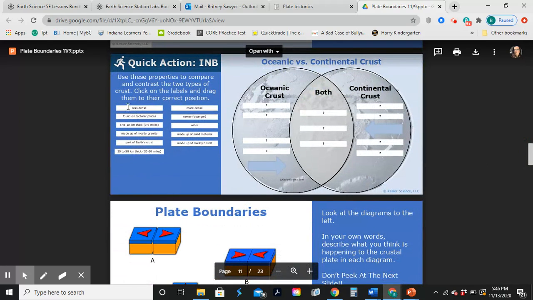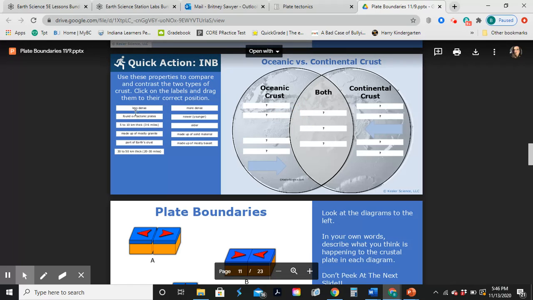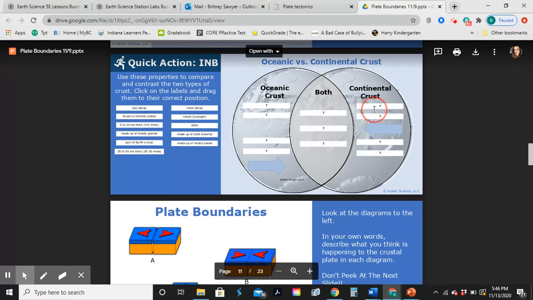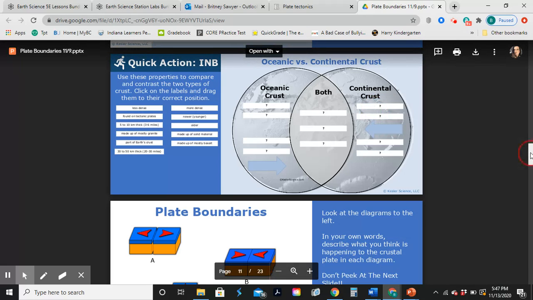On this slide, you're going to determine which one of these go to oceanic crust, continental crust, or if it goes with both. So you're going to take and drag and click it over to its appropriate place. For instance, less dense would be dragged and put into continental crust.